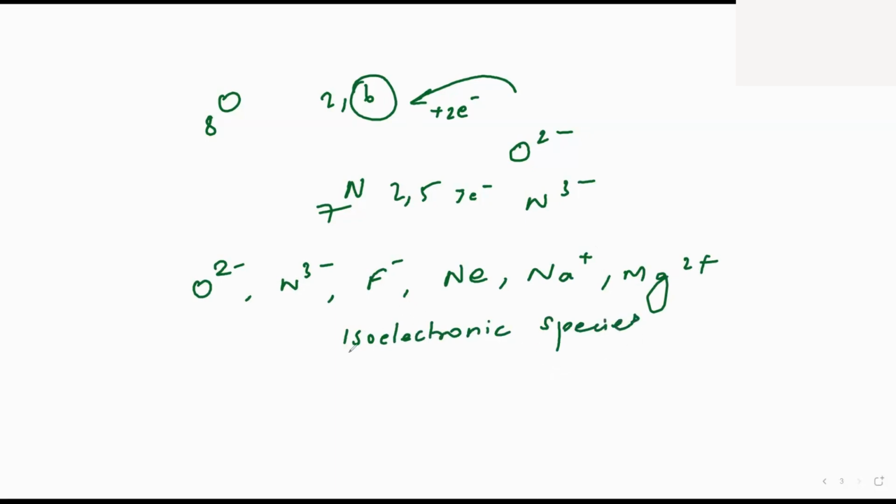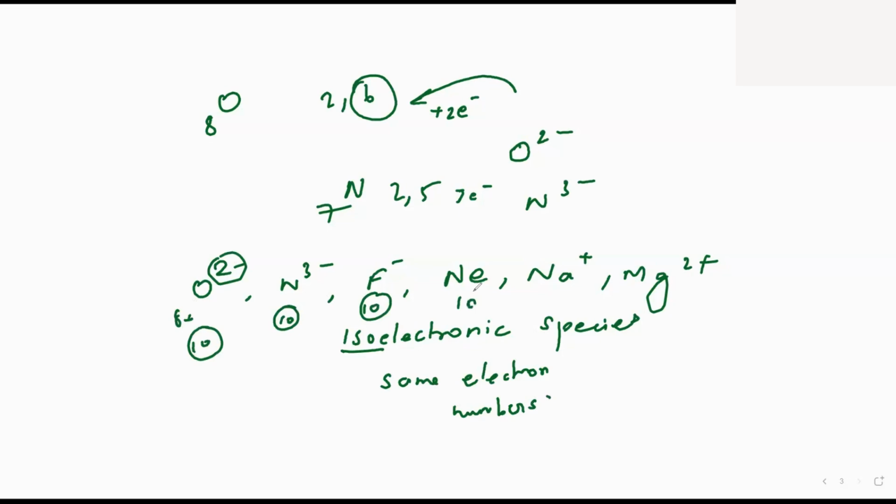Isoelectronic might be a question in your MCQ. Isoelectronic is nothing but having the same electron numbers in total, after they lose and gain. Oxygen 8, again 2 minus, so plus 2, 10. All will have 10 electrons. So these species are called isoelectronic species. They might give you any combination. This is just an example. They might give you species from anywhere in the periodic table. This is a simple example.